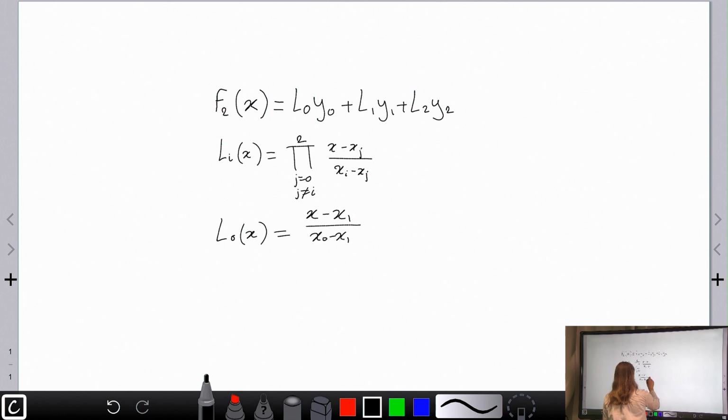And then we multiply this product with the product where j is equal to 2. So then we get x minus x2 over x0 minus x2. So this is just the general expression of the L0 function, and now we can plug in the values for x0, x1, and x2, because these are the x values of the data points.